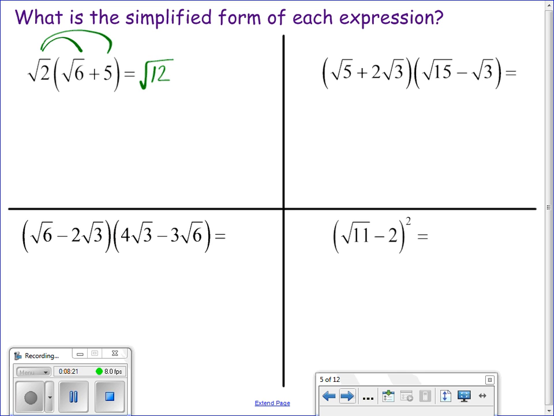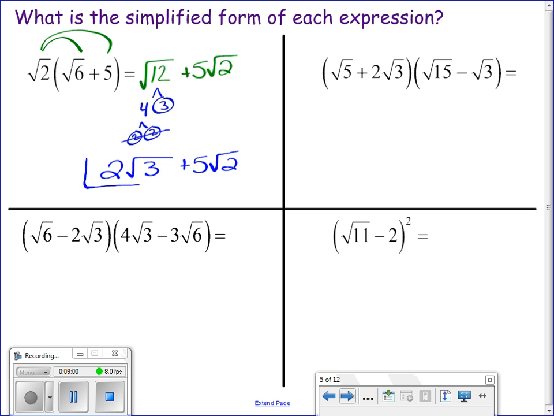And then radical 2 times 5. Good, 5 radical 2. One's in a radical, one's not, so I can't actually multiply them. Can either of those simplify? The 12 can, yeah. So let's go ahead and factor tree that 12. All right, so on the factor tree of the 12, we end up with a pair of 2's. So 2 radical 3 plus, I can't do anything with that one, 5 radical 2. Like terms? Nope. So I'm done.